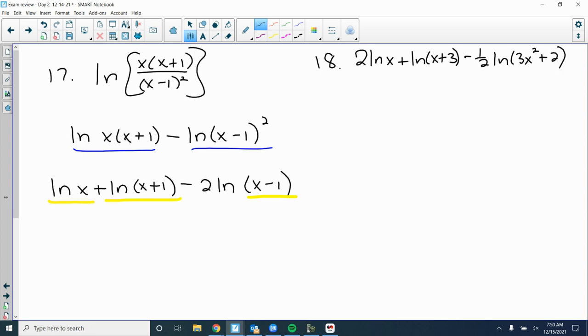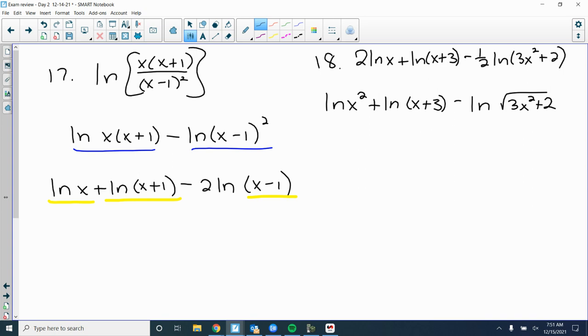Anything constant becomes a power, a sum becomes multiplication, a minus becomes division. So take care of your powers first. Natural log of x squared plus natural log of x plus 3. The 1/2 becomes a power, but the 1/2 as a power becomes a what? That's the square root. Got to do that. Don't leave it as 1/2 power because it becomes a square root. So that becomes the natural log of the square root of 3x squared plus 2. Okay.